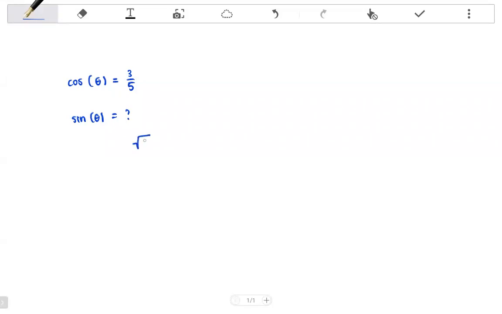Square root. You mean negative square root of 4? Negative square root of 4 over 5? Yeah, I think so. Right. Okay, so we can simplify that to negative 2 over square root of 5.